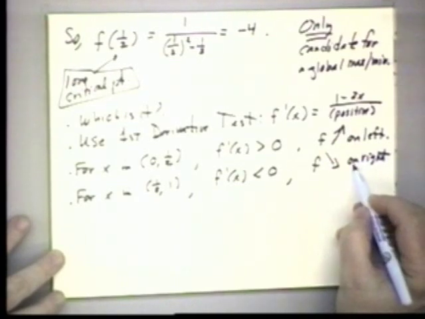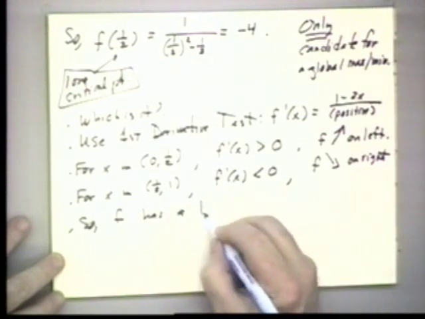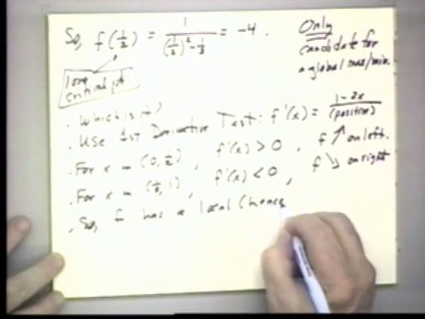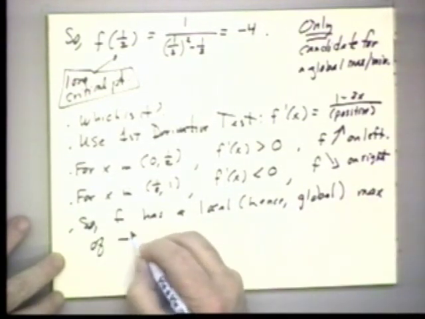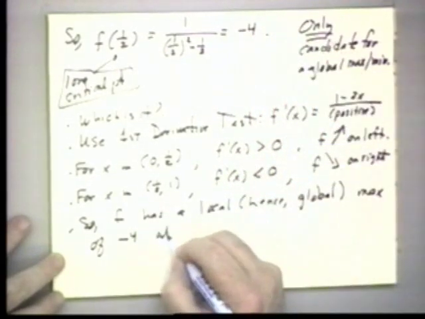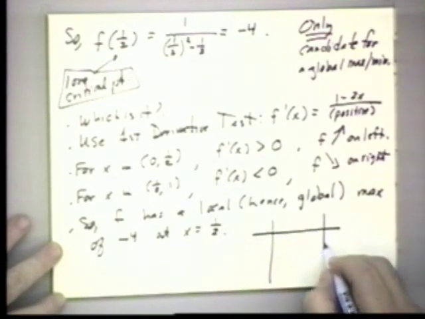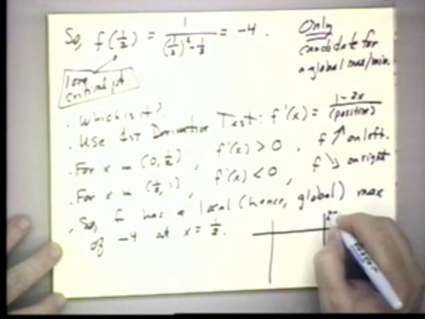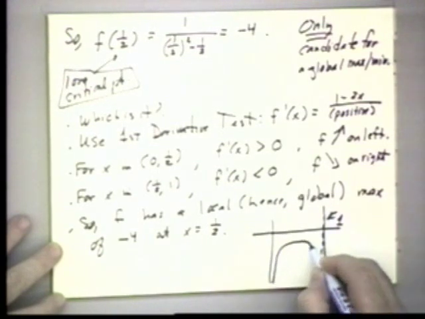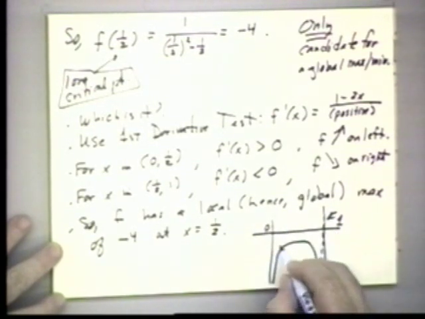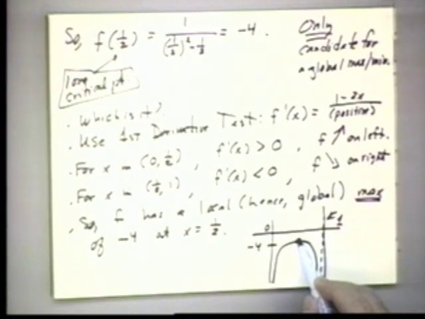So if you go up on the left and down on the right, what happens in the middle? Well, f has a local, hence global, maximum of minus 4, the value we calculated here, at the value x equals 1/2. And if we actually look at the graph of this function, this is what we end up with. This is 1, this is an asymptote, then you'll see that the function graph between 0 and 1 actually looks like this, and here at minus 4 is the local maximum, which is in fact the global maximum of the curve.